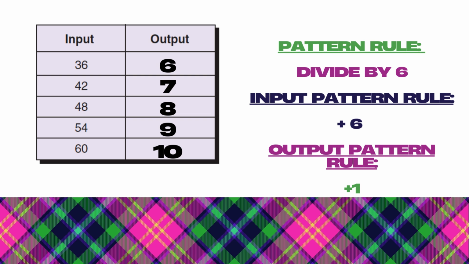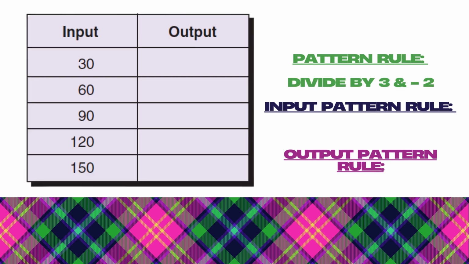Okay, here is another example. In this one, once again, you are given all of the inputs. It starts at the number 30. You are also told what the pattern rule for relating the input to the output is. You need to divide by 3 and then subtract 2. Once you have the output column filled in, make sure to record what the input pattern rule is and what the output pattern rule is. Pause the video now and give it a try.